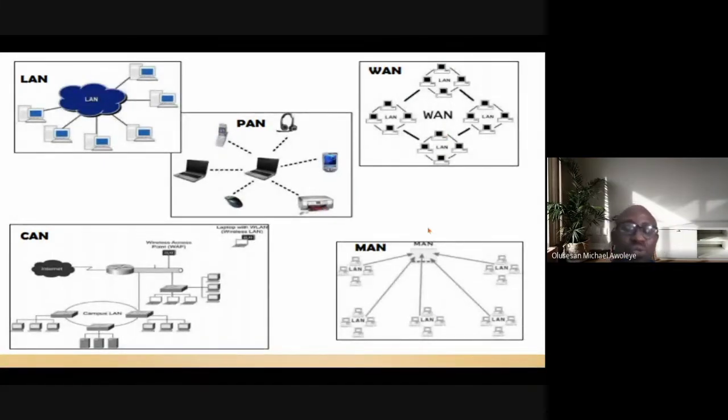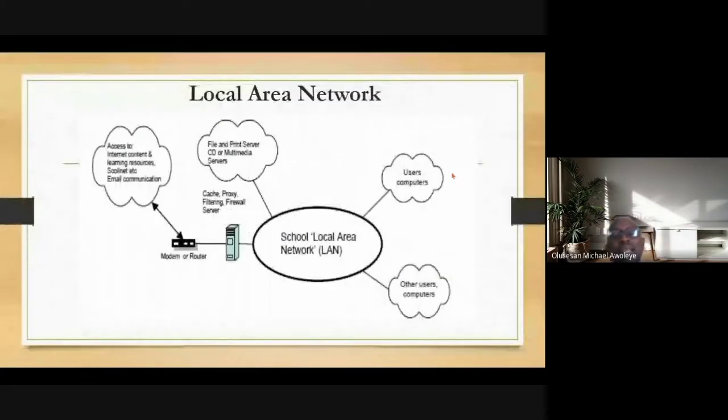And if you look at this one as well, this is a MAN, a metropolitan area network from different metropolises. This LAN is in the metropolis. This other LAN is in another city. This other one is in another city. And then the MAN is bringing them together. So these are some of the things.